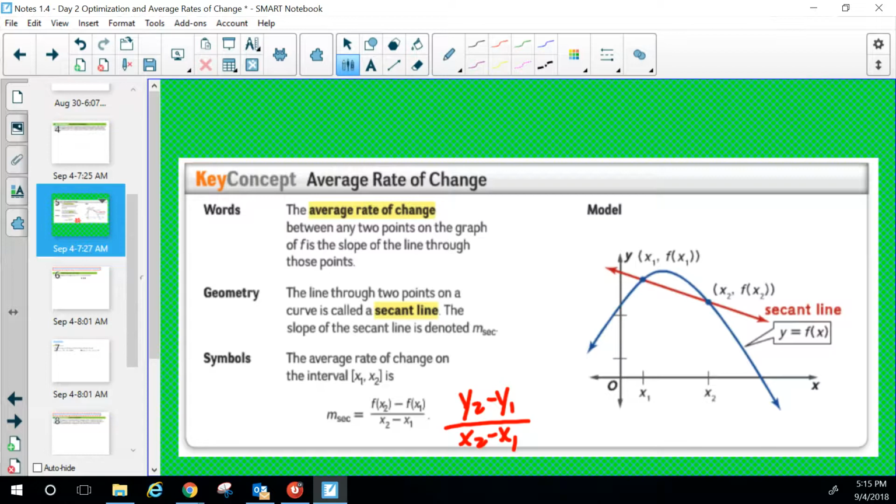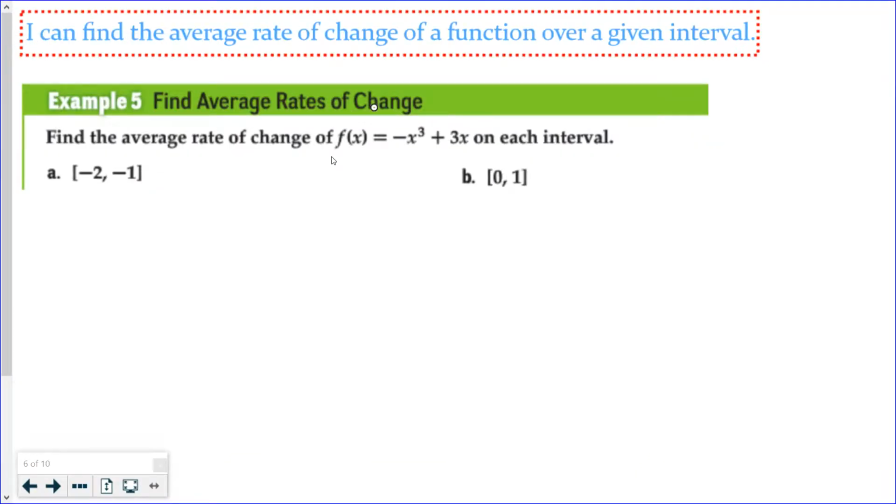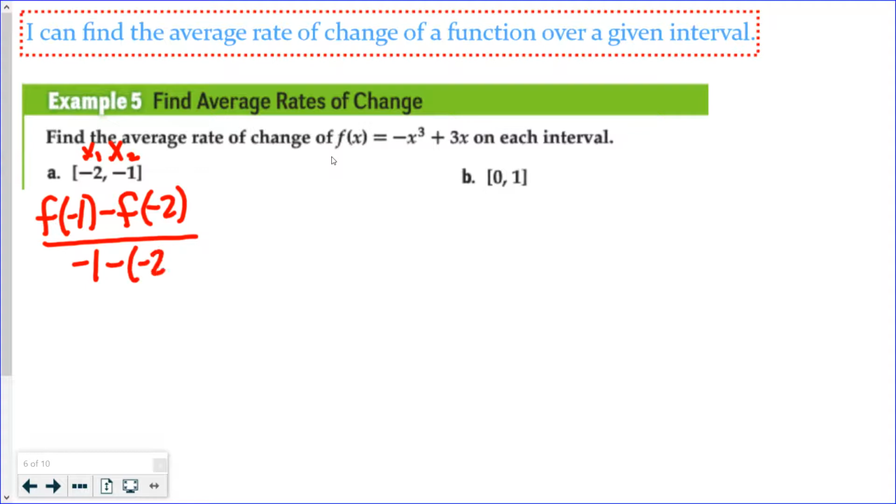All right, let's look at a problem. So here we are trying to evaluate this function here over this interval. Remember, when we talk about interval, we're talking about x values. Here's x1, x2. That's a little messy. And we're trying to find out what's the average rate of change. That formula we just said was f of x2, which is f of negative 1, so f of x2 minus f of x1 all over x2 minus x1.